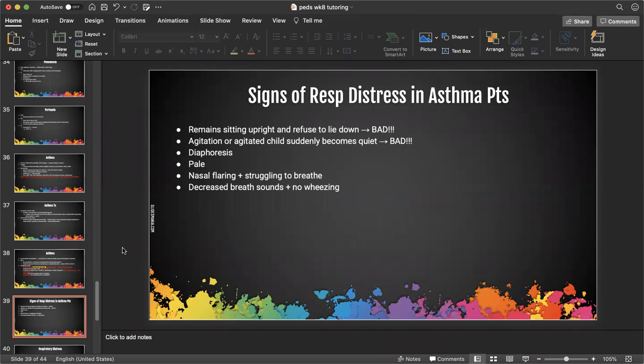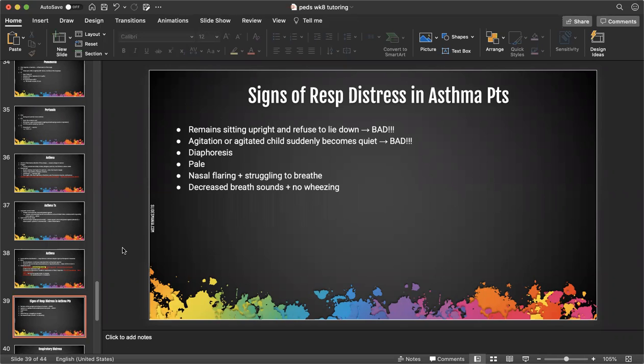And then again, if they get really quiet, if they were really agitated 30 seconds ago and all of a sudden they just stop and are super silent, you need to be alert: something's going on. You need to be thinking my child is going further into respiratory distress. They can also have diaphoresis, so that's sweating. They could be pale. They'll have nasal flaring and they'll be struggling to breathe. And they could also have decreased breath sounds and no wheezing.